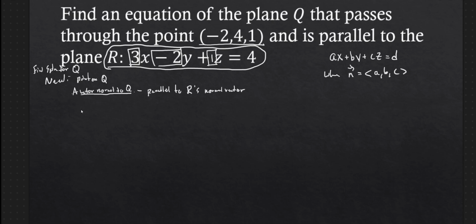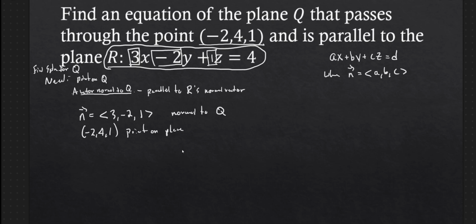So the vector normal to Q is this one. n equals 3, -2, 1 is normal to Q. Right? It's normal to R, but Q is parallel to R, so the normal vector for Q is parallel to the normal vector for R. In fact, they're the same vector. That's the easiest way to do this. I don't need to go mess with a scalar multiple. Just keep the same normal vector. And then our point on the plane is -2, 4, 1.